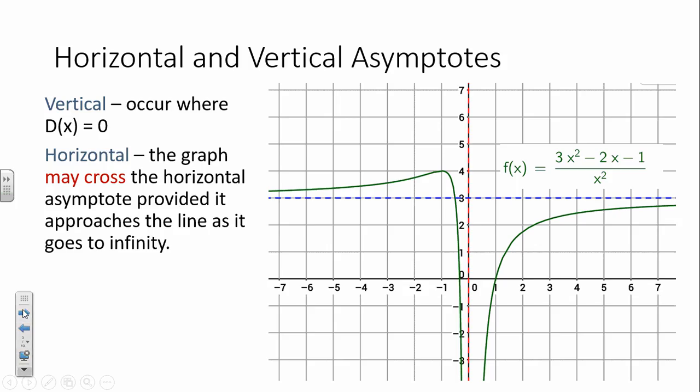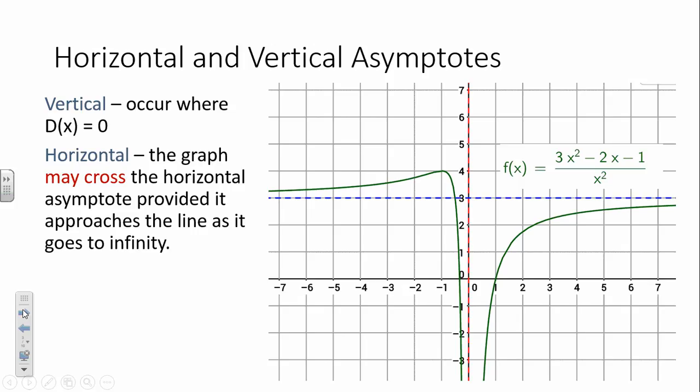So first we're going to talk about the horizontal and the vertical asymptotes. Your vertical asymptotes will occur anywhere your denominator polynomial is equal to 0. And we knew that from before, okay? From our exploration. The horizontal asymptotes may be crossed provided that the function is approaching that line as it goes to positive and to negative infinity.